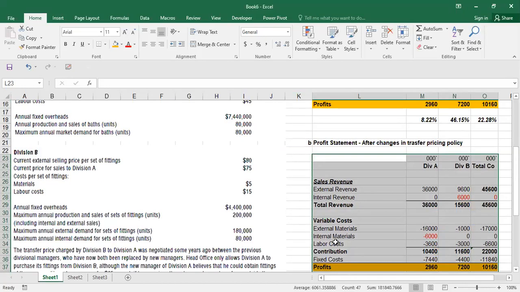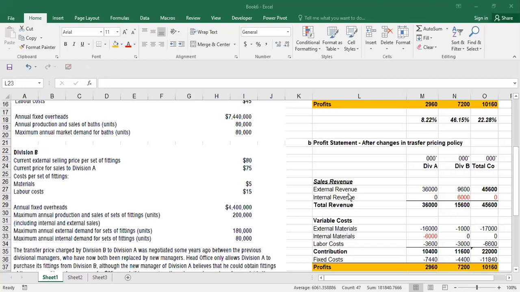Yes, please ask. Now before you start making this profit statement after changes in transfer pricing, you need to understand what is going to happen. So let's first discuss the scenario and then we put the numbers. Putting the numbers will take only 2 minutes. You know what? You are making 200,000.